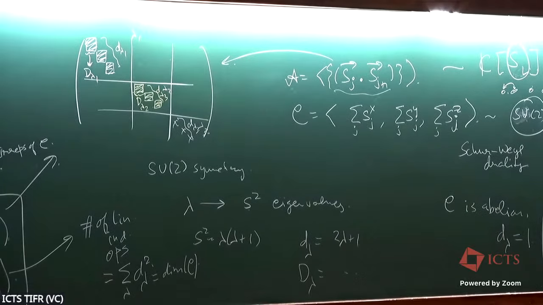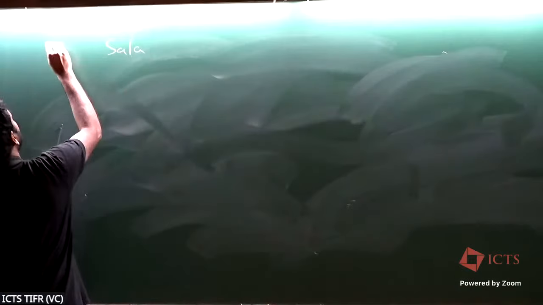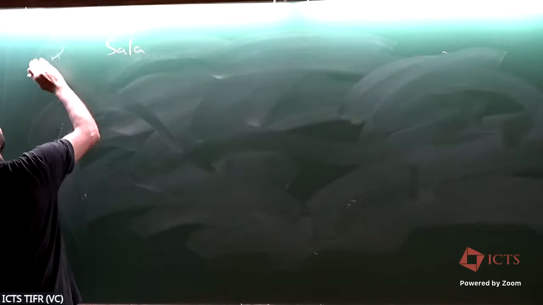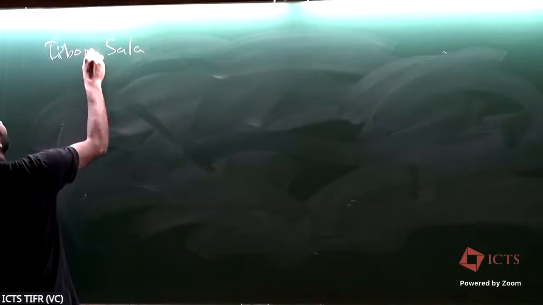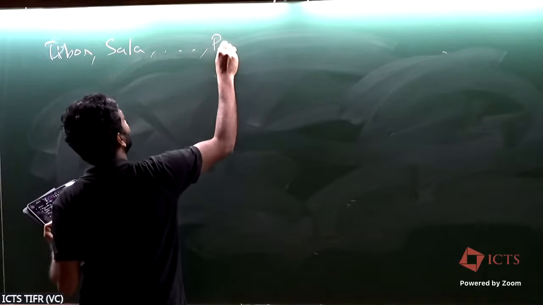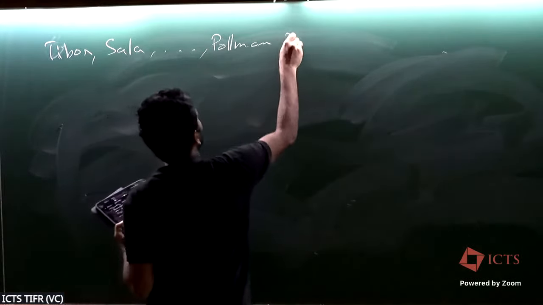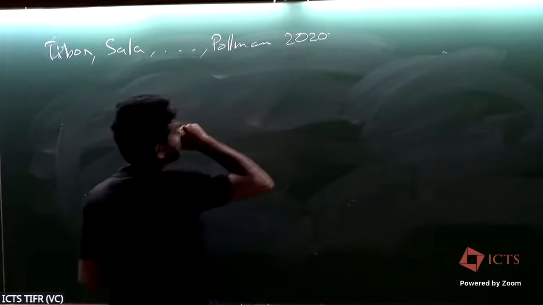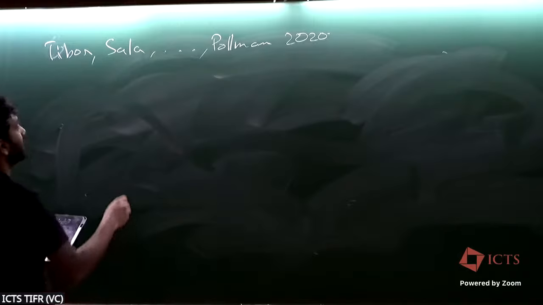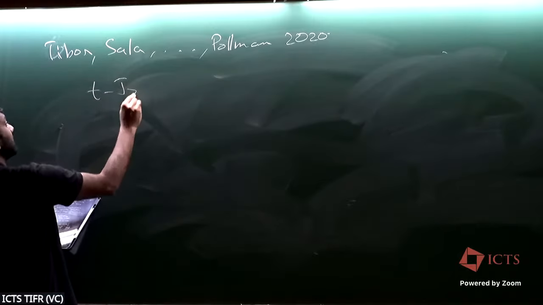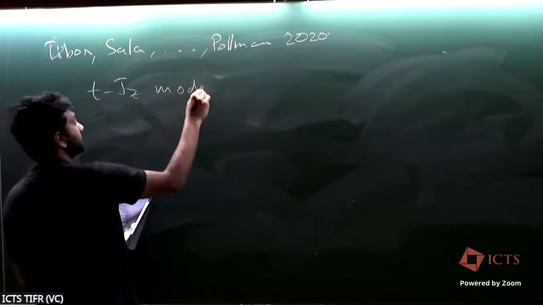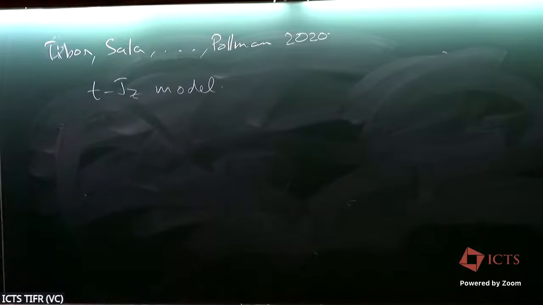Okay, so let's consider this model which was introduced in this paper by Sala, and I think Tibor is the first author, Frank Pollmann in 2020. I think this model was studied before, but in the context of fragmentation, this is the work that introduced this, and this is known as the TJz model.